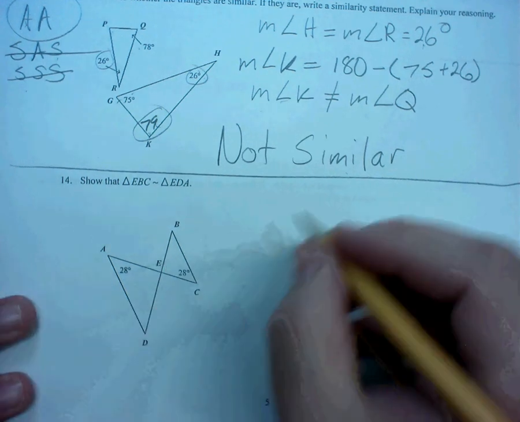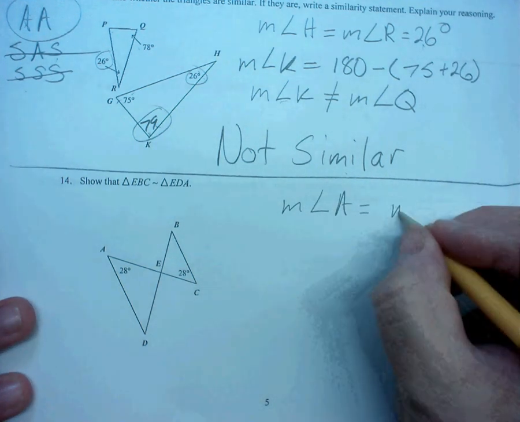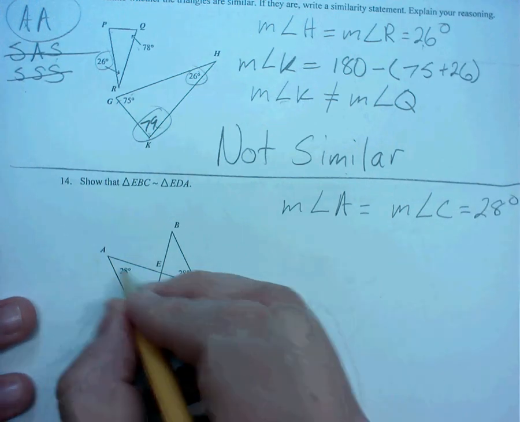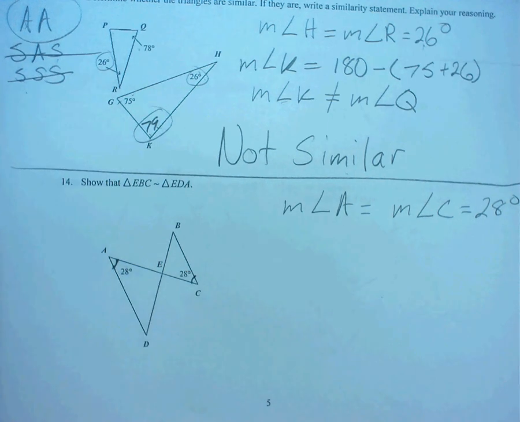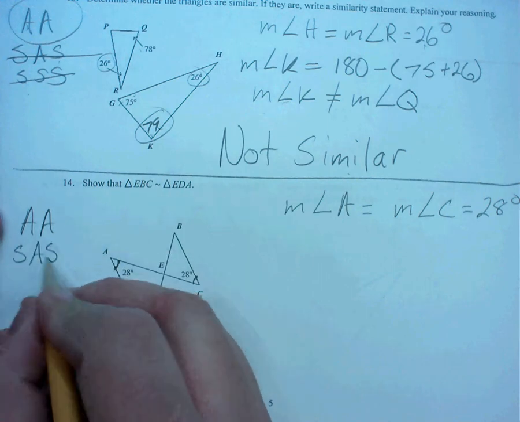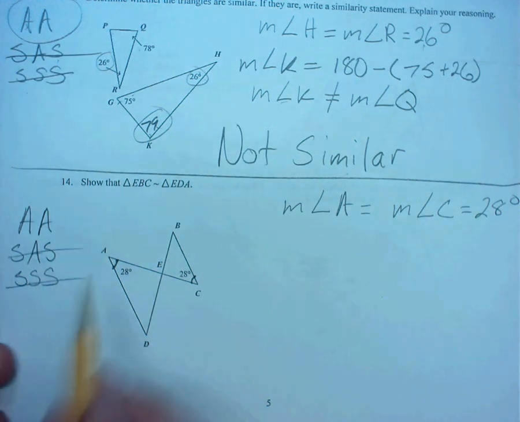Well, I know that the measure of angle A is equal to the measure of angle C is equal to 28 degrees, right? Because this angle here is congruent with this angle here, correct? Now, same thing. How do I prove similarity? Angle, angle, side, angle, side, side, side, side. Do I have any information on the sides? Nope. Cross those off the list.